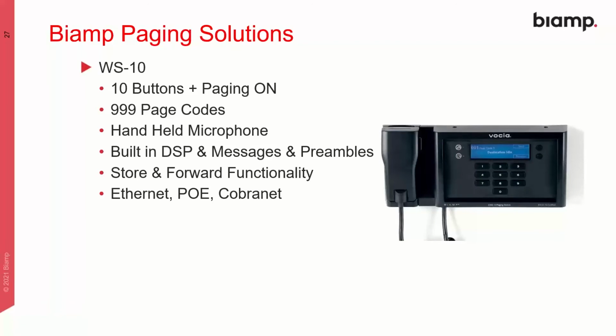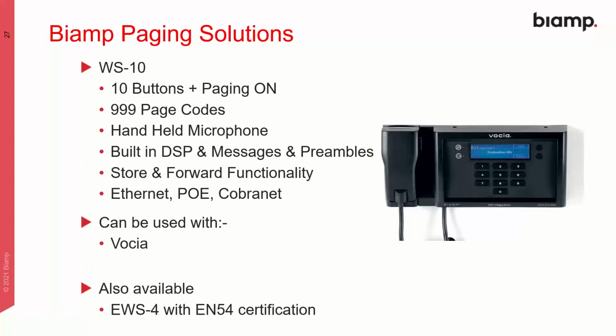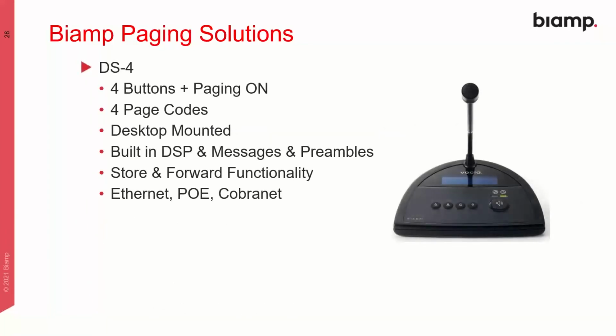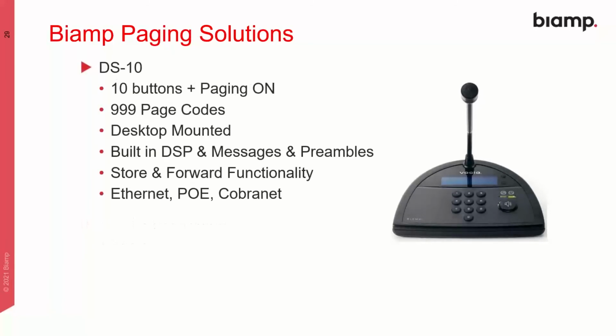WS10 is the same thing, but with 10 buttons, so 999 page codes, again with Vocia, and also available is the EWS10, of course, with the EN54 certification. Then the desk mount versions: DS4, 4 buttons plus the paging on button to give you 4 paging codes. Again, Ethernet, PoE, and CobraNet to get this working, and used with Vocia. And then the big brother, the DS10, the desk mount version with 10 buttons plus the paging on to give you 999 page codes. Desk mounted with store and forward functionality, again Ethernet, PoE, and CobraNet capable. And this is dedicated to use with Vocia.